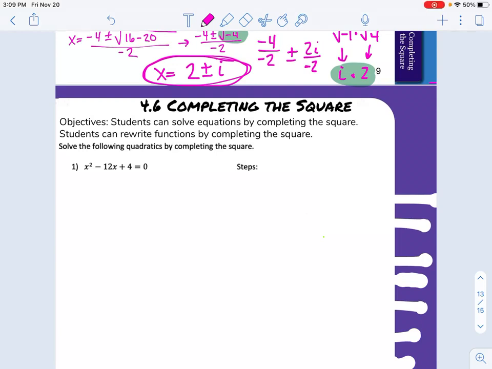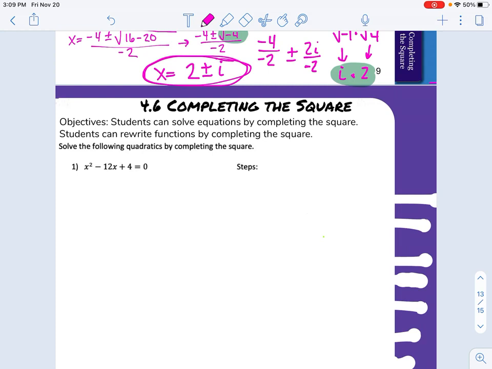Hello all, today we are going to be covering 4.6, completing the square. This is just another way to solve quadratic equations. We've also used factoring as well as the quadratic formula. Like the quadratic formula, completing the square can be used all the time. That's different than factoring, which can only be used in some cases.